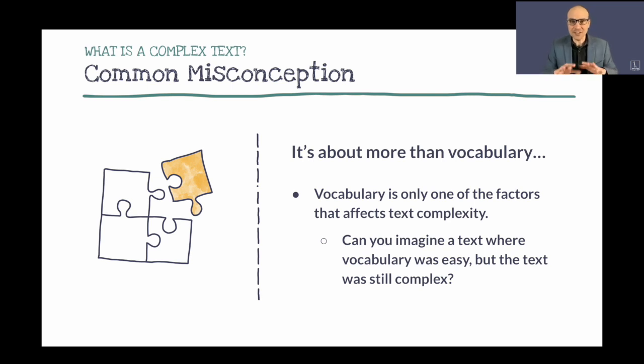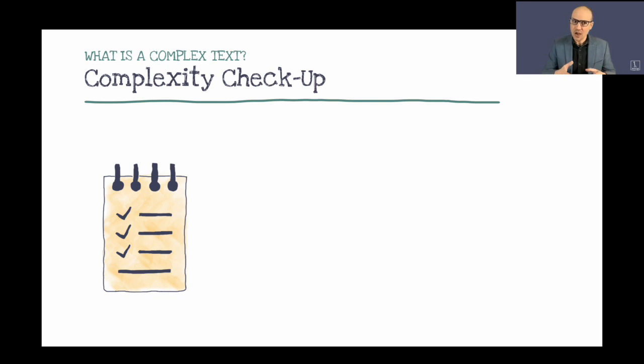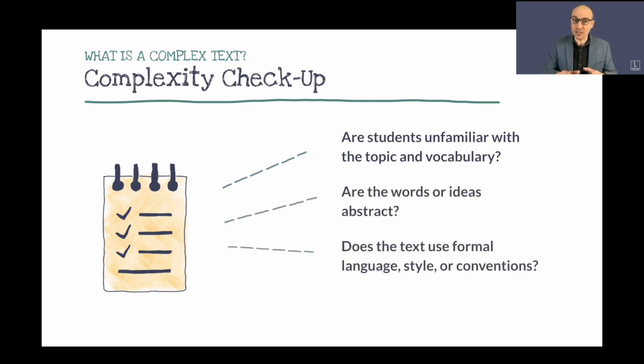To do a complexity checkup, inquirED asks a number of questions. First, are the students unfamiliar with the topic and vocabulary? So vocabulary is important, but the topic can also affect whether or not a text is complex. Are the words or ideas abstract? Does the text use formal language, styles, or conventions? Or is the text structured, like those poems, in an unfamiliar way?